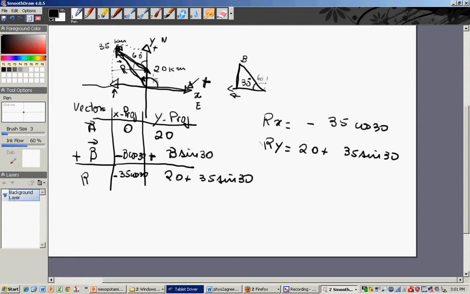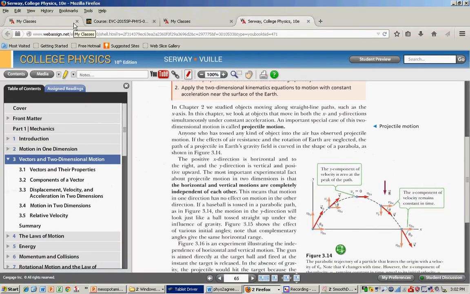If we want to find the angle it makes with the x-axis, this angle over here is 180 degrees minus this angle I'm calling phi. And the angle phi is one whose arctangent is equal to this much, which is our Ry, divided by this much, which is our Rx. So then we bring our calculation and we calculate cosine of 30, square root of 3 over 2, and Ry is 20 plus 35 sine of 30, which is half. Okay, and then we have the problem solved.